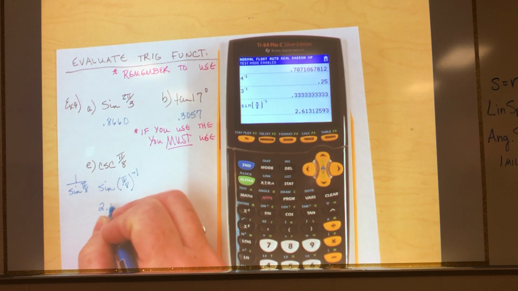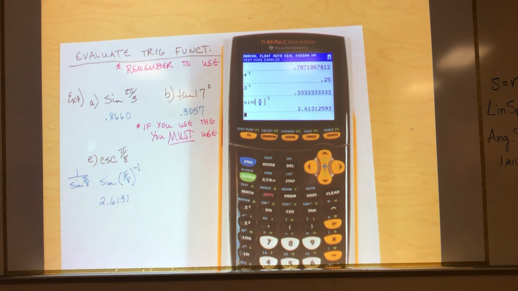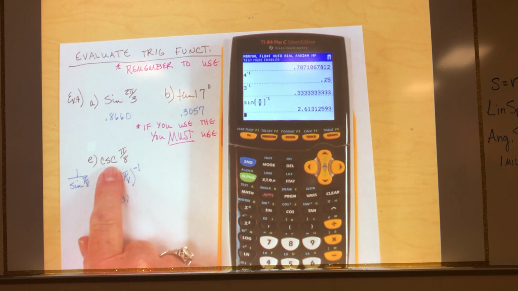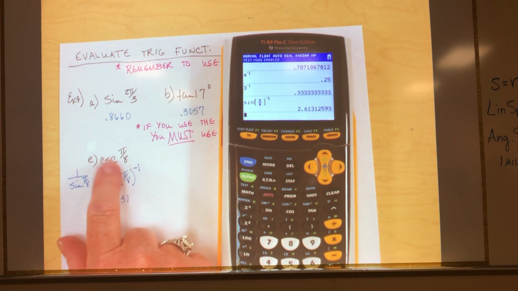Can we not have that though? Because it should be between negative 1 and 1, doesn't it have to stay between negative 1 and 1? No, that's only for sine and cosine. This is cosecant. Thank you, Jacob, because my brain went, what? And then I was like, okay, yeah, that's only for sine and cosine.